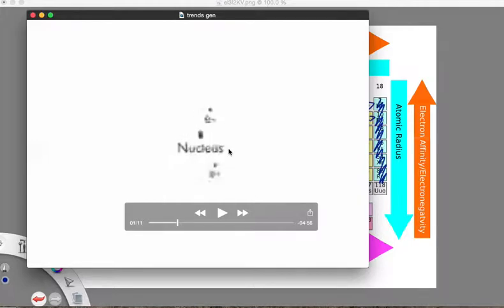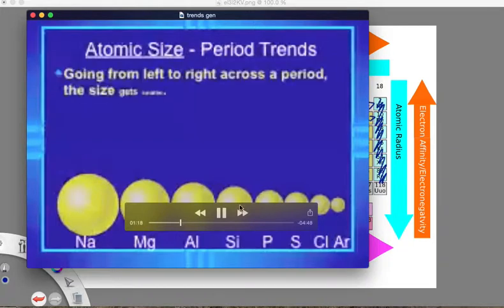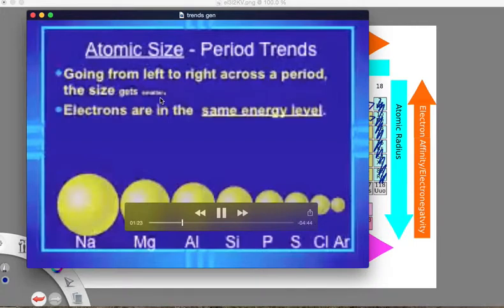This is a very blurry picture, sorry about that. But since they're pulled in, they feel a greater effective nuclear charge. They are a smaller atom now, because these electrons were the outermost electrons. So the overall size of this atom has now shrunk because it feels greater effective nuclear charge. As you go across the periodic table, you see that these atoms get smaller and smaller and smaller. So going left to right across the period, the size gets smaller.